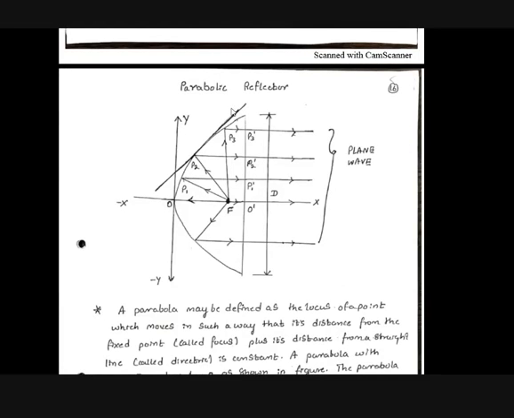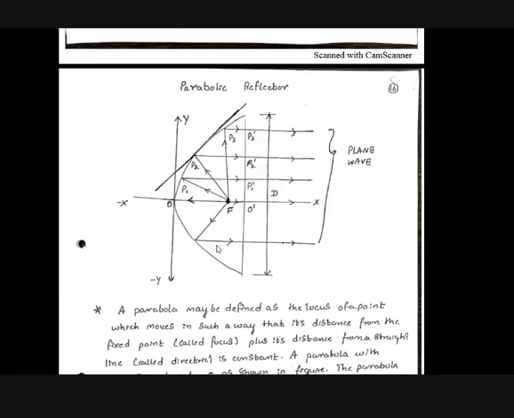Focus here, and the O is nothing but your vertex here. You can see in this particular figure, O is nothing but your vertex, and F is nothing but your focus. So F is nothing but your focal length F here. O dash is written here, and this is nothing but your axis of the parabola.